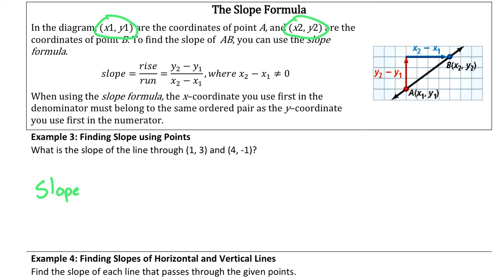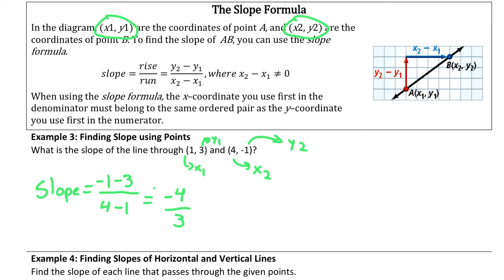I'm going to show you in this example where I get y2. Negative 1 is y2. That makes 4 x2. 3 is y1. 1 is x1. So the first x value, the first y value, the second x value, the second y value. To get this slope, I'm going to do negative 1 minus 3 over 4 minus 1. That's y2 minus y1 over x2 minus x1. So the slope of this line is negative 4 over 3.